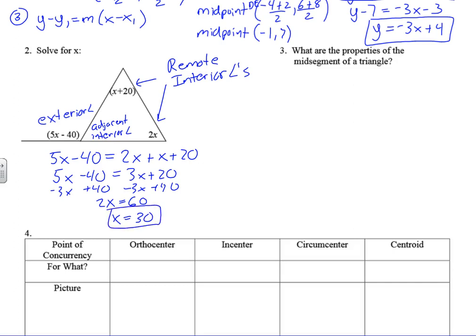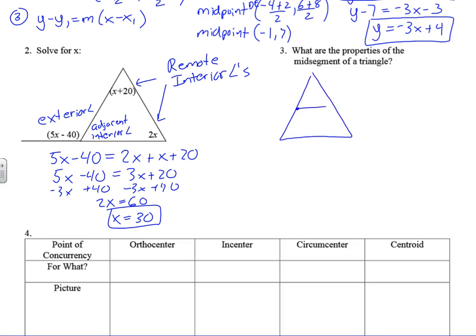And again, you could go and do a whole bunch of other things with that: finding angles, plugging things back in, et cetera. All right, what are the properties of the mid-segment of a triangle? So let's think about what a mid-segment is.